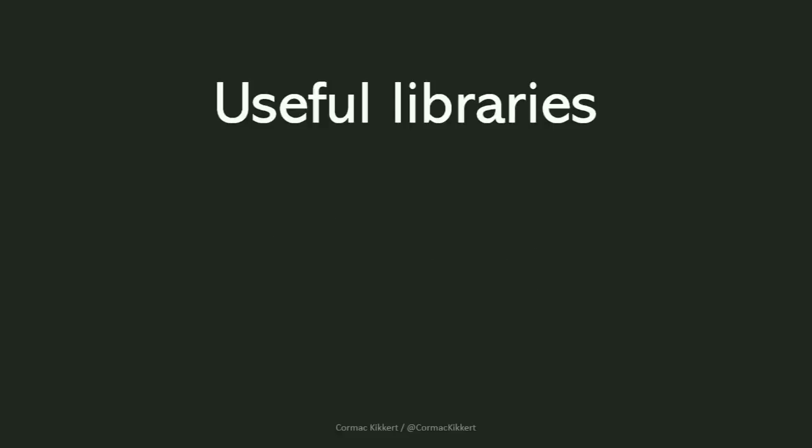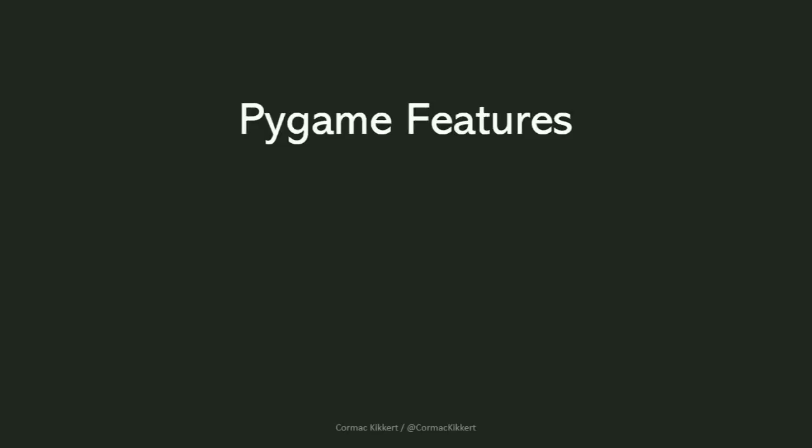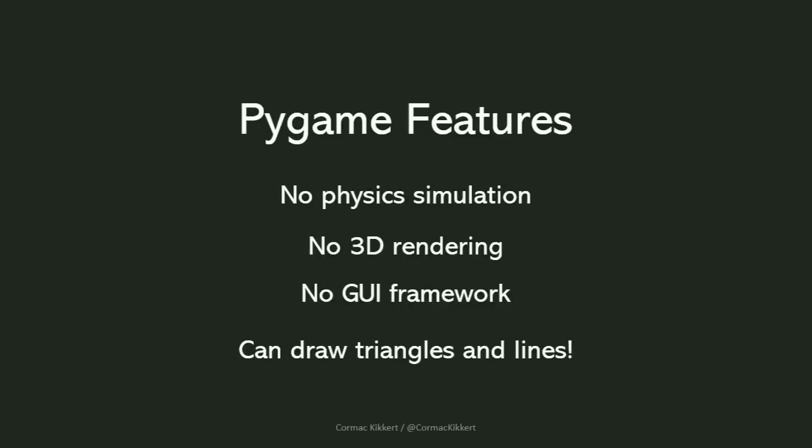So Python actually makes this really easy. There's a ton of useful libraries that you can use. For example, there's PyMunk, which can be used to do the 3D physics simulations. PyOpenGL can be used to render the 3D environment. And Tkinter can be used to build the GUI for the application. However, why use all these fancy modules and libraries when we can just use PyGame? So for those of you who don't know PyGame, it has some nice features. There's no physics simulations capable in it. You can't do any 3D rendering. There's no GUI framework. But you can draw triangles and lines.